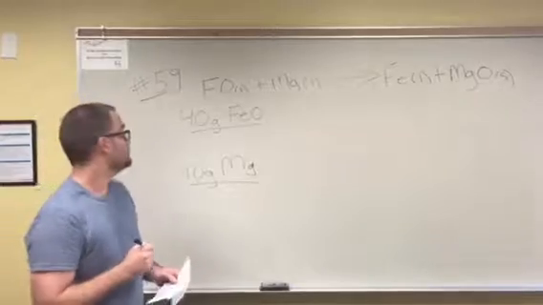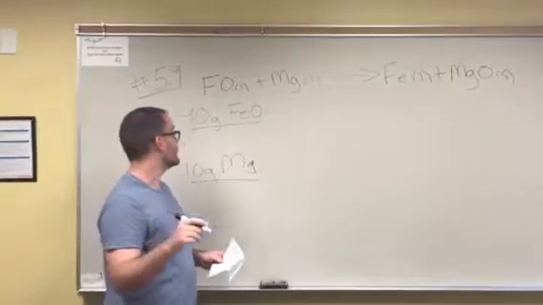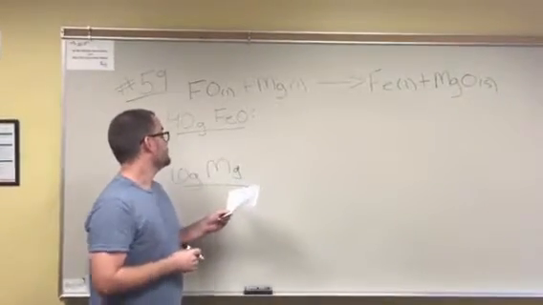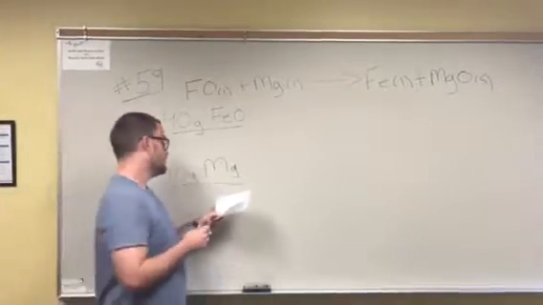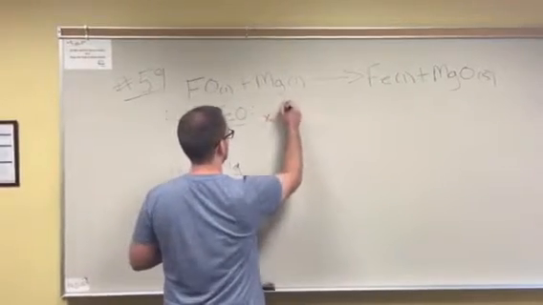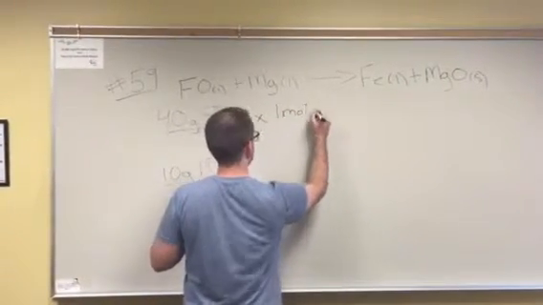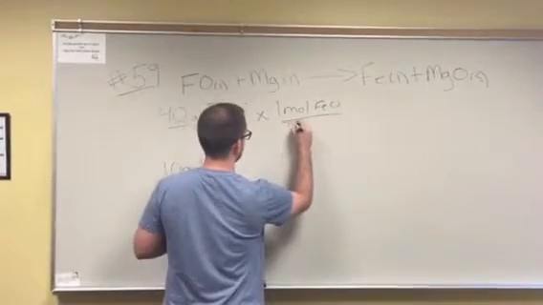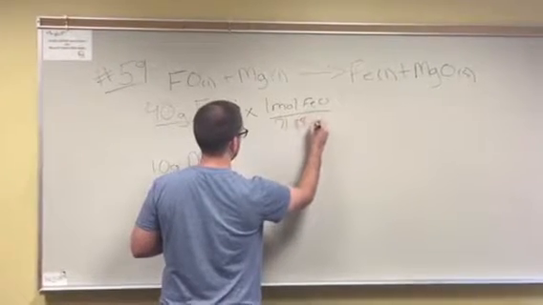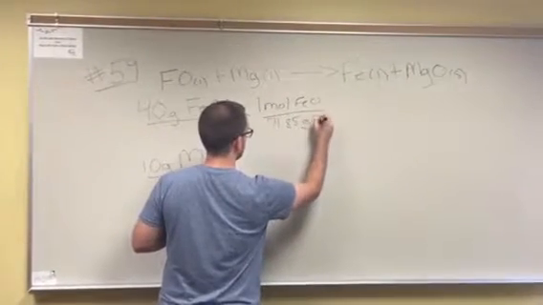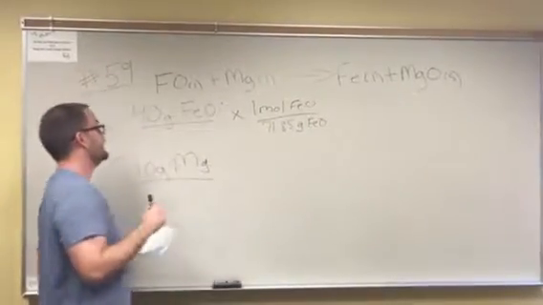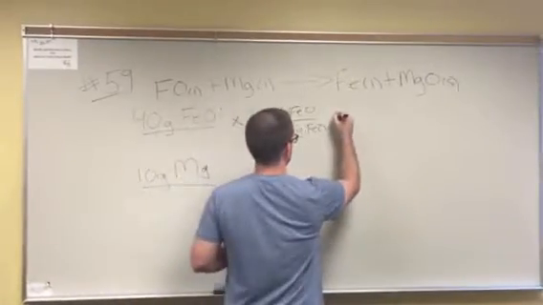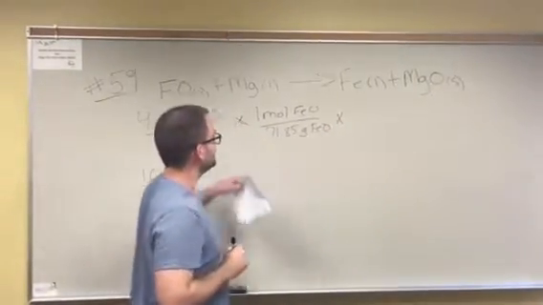So first we're going to find out how much FeO can produce, how much 40 grams can produce. So first thing we want to do, we want to convert this grams into moles. So we're going to set it up like this. So 1 mole of FeO is equal to 71.85 grams of FeO. And we got that by adding up the molar mass of iron and oxygen there. Rest of our equation. So that's going to put it into moles for us.